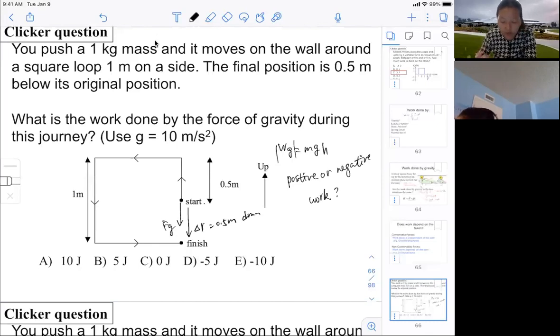Gravity is also down. So you put it together, you got a positive work done. Very good. You put in your mg and the height, you got 5 joules. Excellent.